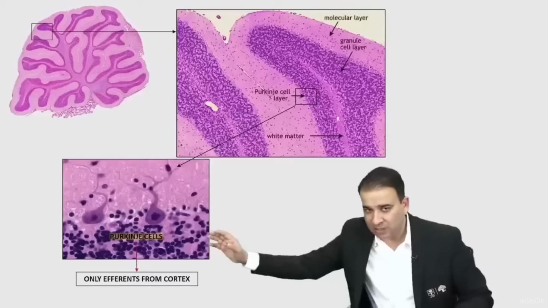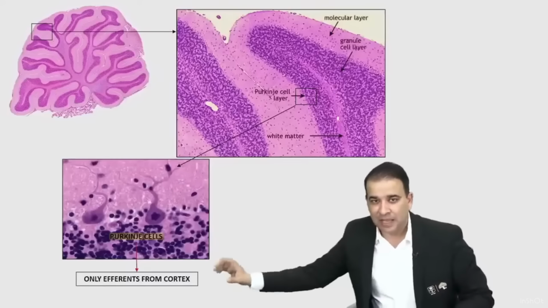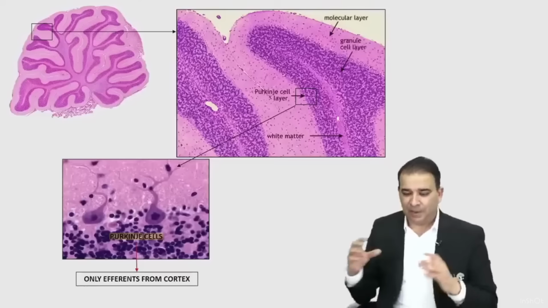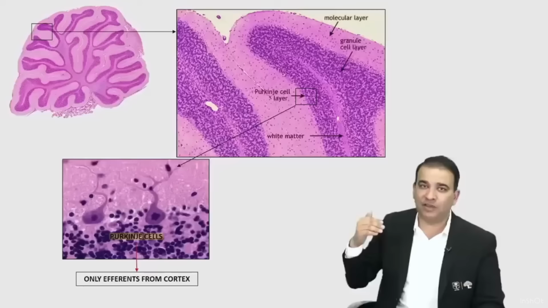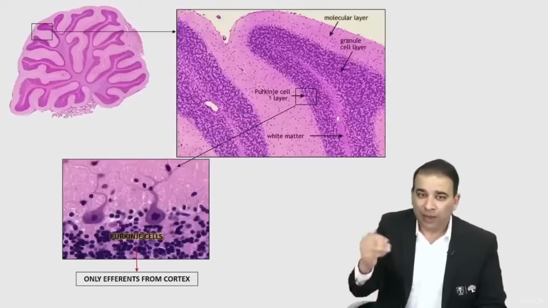Purkinje cells are the only cells forming the efferent from the cortex. And don't misread this information. Purkinje cells forming the efferent from the cortex means they're just coming out of the cortex, that is, coming out of the gray matter to the white matter only. And what is there in the white matter?